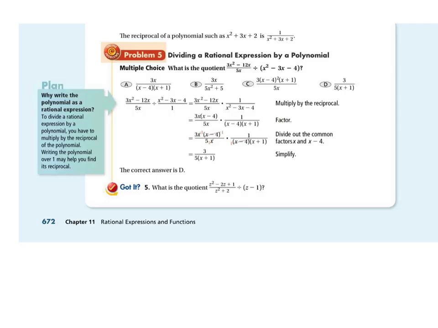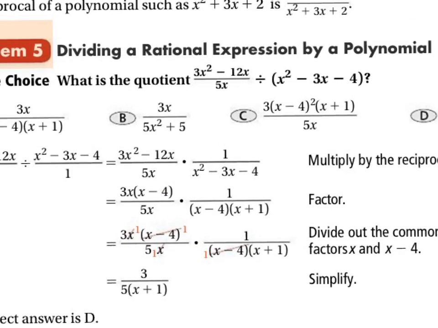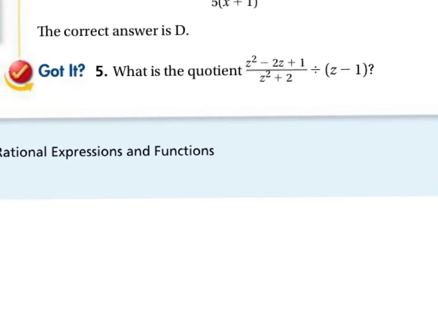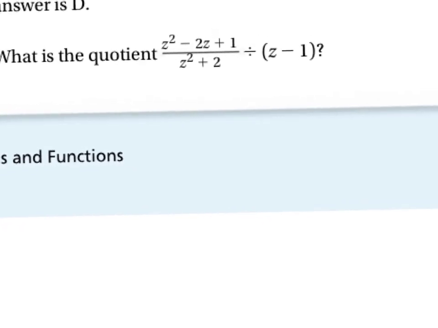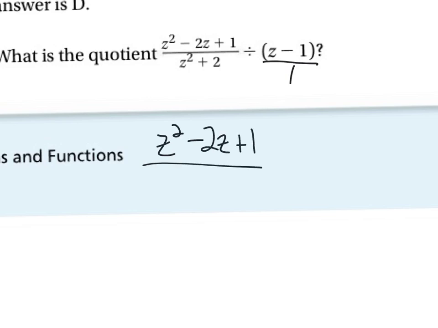If you look at problem 5, it is dividing a rational expression by a polynomial. So just like we did earlier, the only difference is we have something that doesn't have a fraction. You can put it over 1, and then dividing is going to be keep, change, reciprocal. So we're going to go ahead and jump down to the got it 5, and they want this quotient. So that second part we can put over 1, and then we can do, first of all, keep, change, reciprocal.